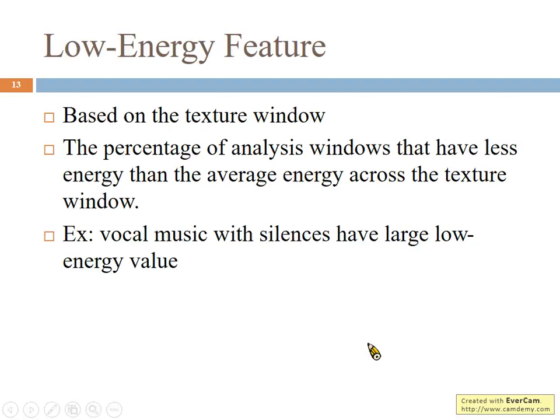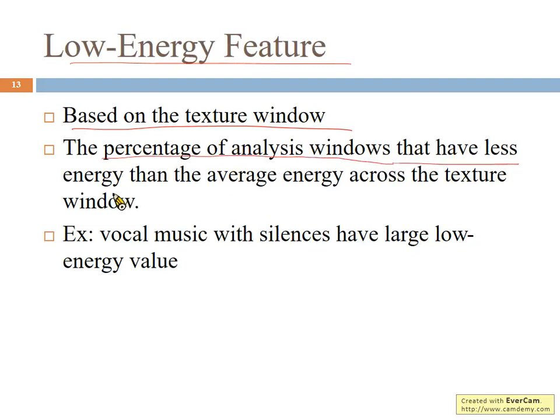So for extracting the features from the texture window, this is one of the clip level features, the low energy feature, and it's based on the texture window. The meaning is the percentage of analysis windows that have less energy than the average energy across the texture window. Okay. And vocal music with silence has a large low energy value. Okay, so vocal music, because we may not continuously issue sound, we must have some silence between different sentences. So vocal music or speech will have a larger low energy value.